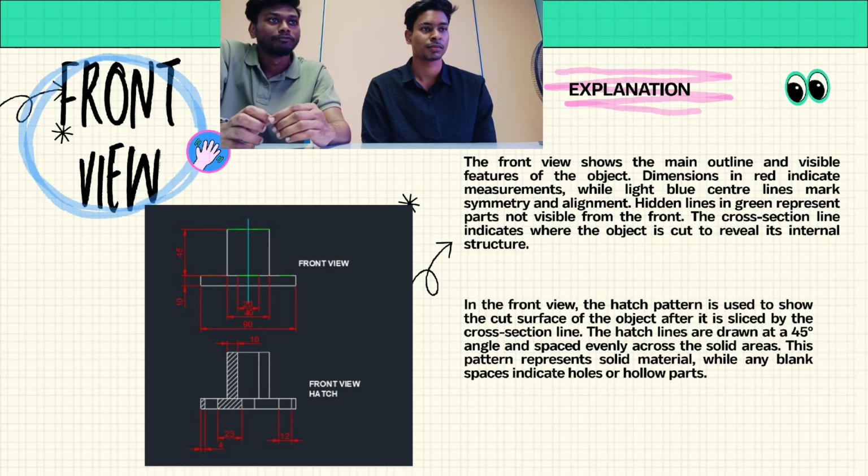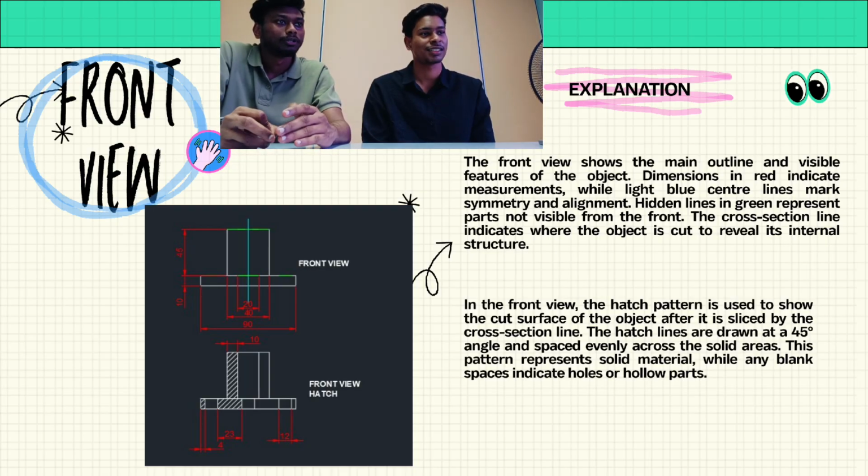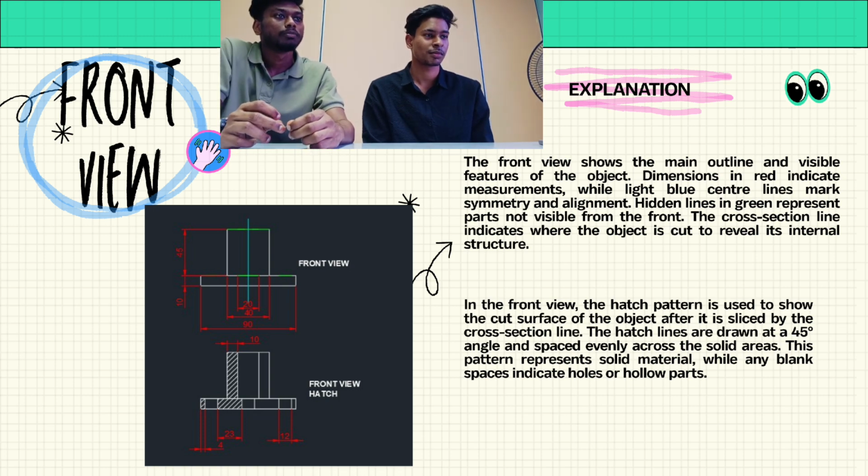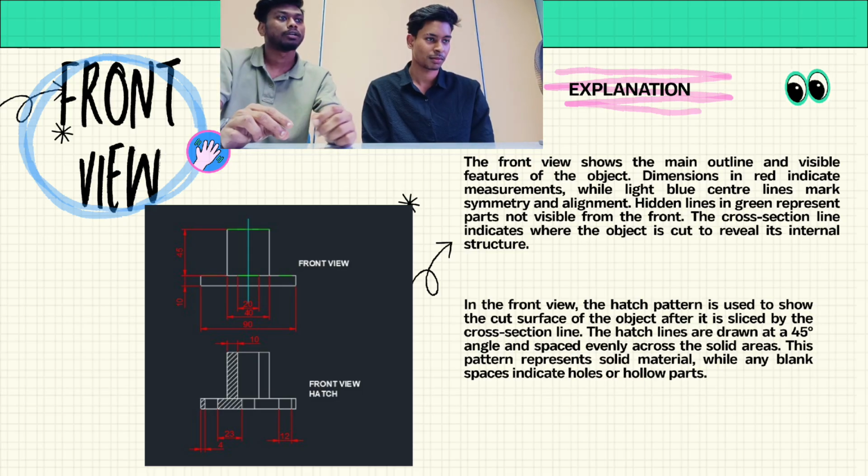Explanation about front view. The front view shows the main outline and visible features of the object. Dimensions in red indicate measurements, while the light blue center line marks symmetry and alignment. Hidden lines in green represent parts not visible from the front. The cross-section line indicates where the object is cut to reveal its internal structure.